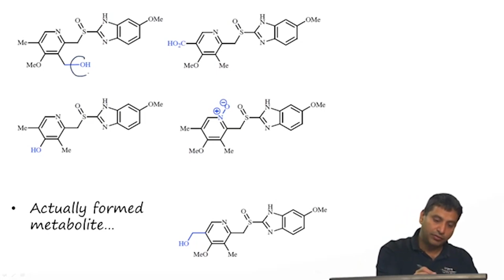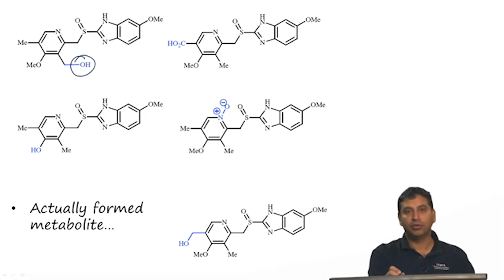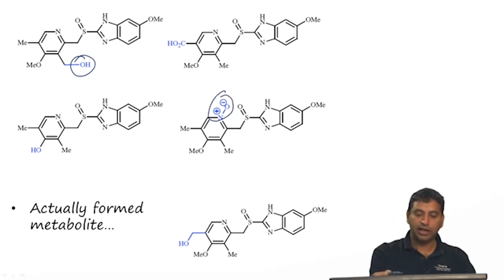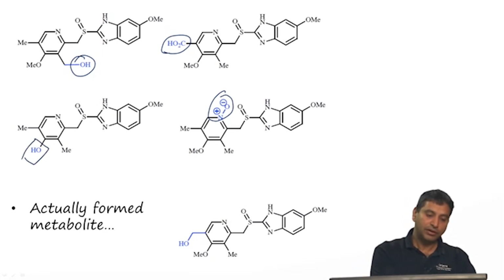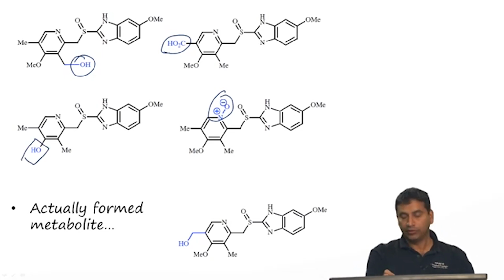So, we would have this CH3 undergoing oxidation to form CH2OH. You have the formation of N-oxide, which is possible, and this CH2OH can further undergo oxidation to form a carboxylic acid, and you have the demethylation of the OMe to give you OH. And one of the metabolites that actually is formed is shown here, which is the one with the CH2OH.